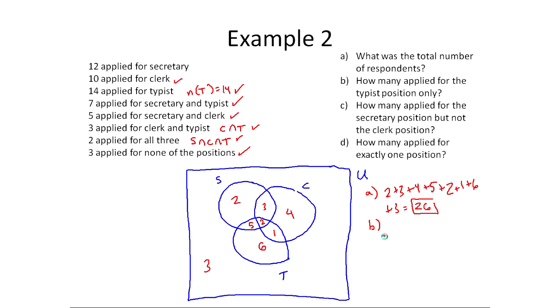Now B says, how many people apply for only the typist position? Well, that'd be T by itself with no overlap. That'd be just 6 elements. How many applied for secretary but not clerk? Okay, secretary but not clerk. So you want S without any part of C. So that would be just this part of S. So secretary but not clerk. So that would be 2 plus 5, in other words, 7.